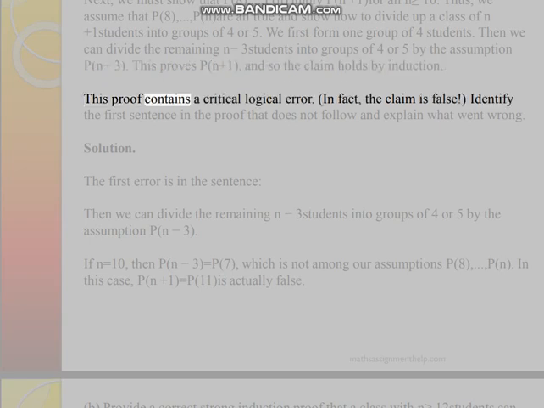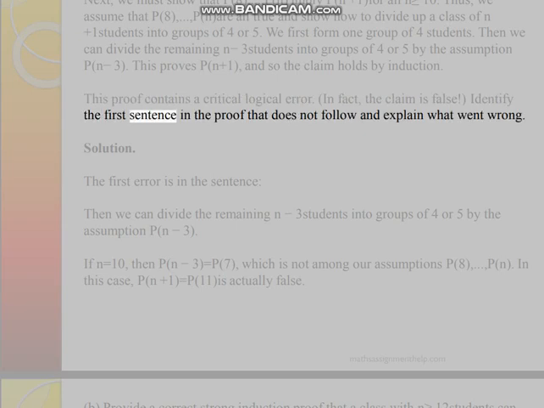This proof contains a critical logical error. In fact, the claim is false. Identify the first sentence in the proof that does not follow and explain what went wrong.